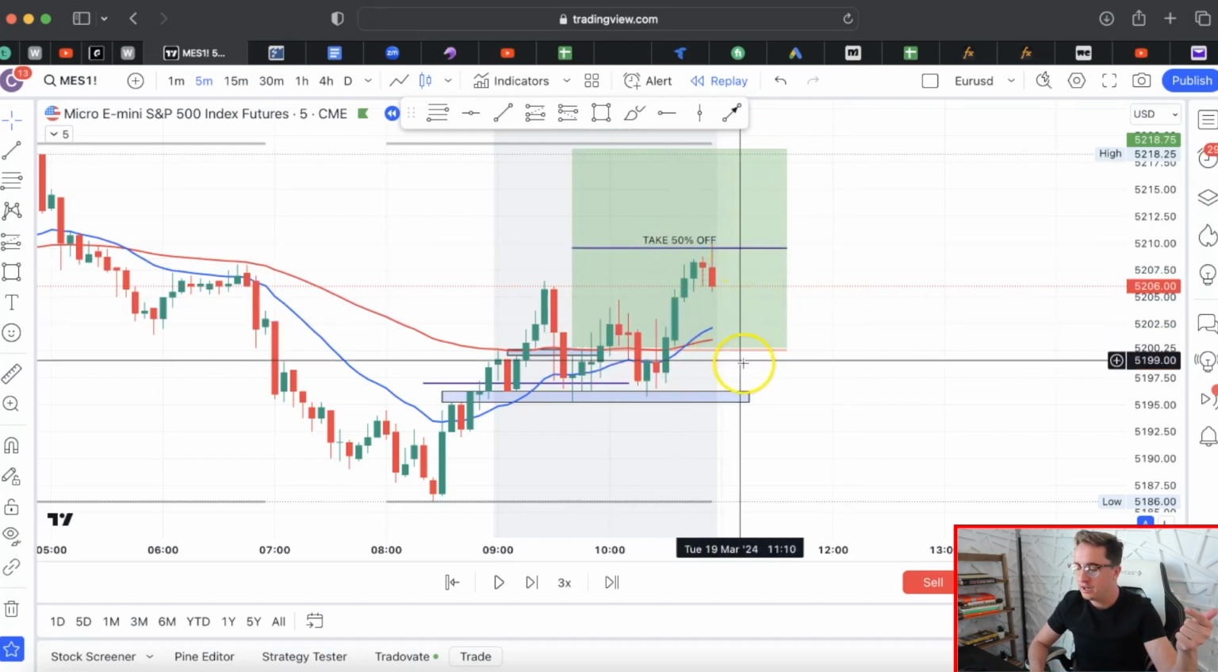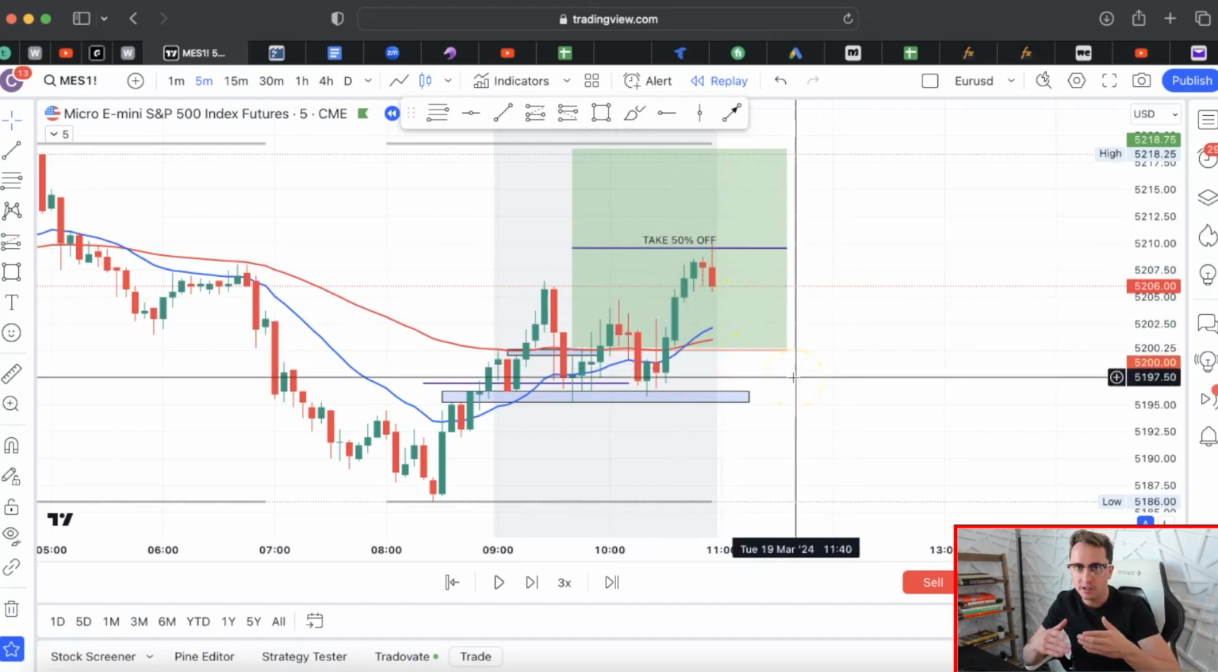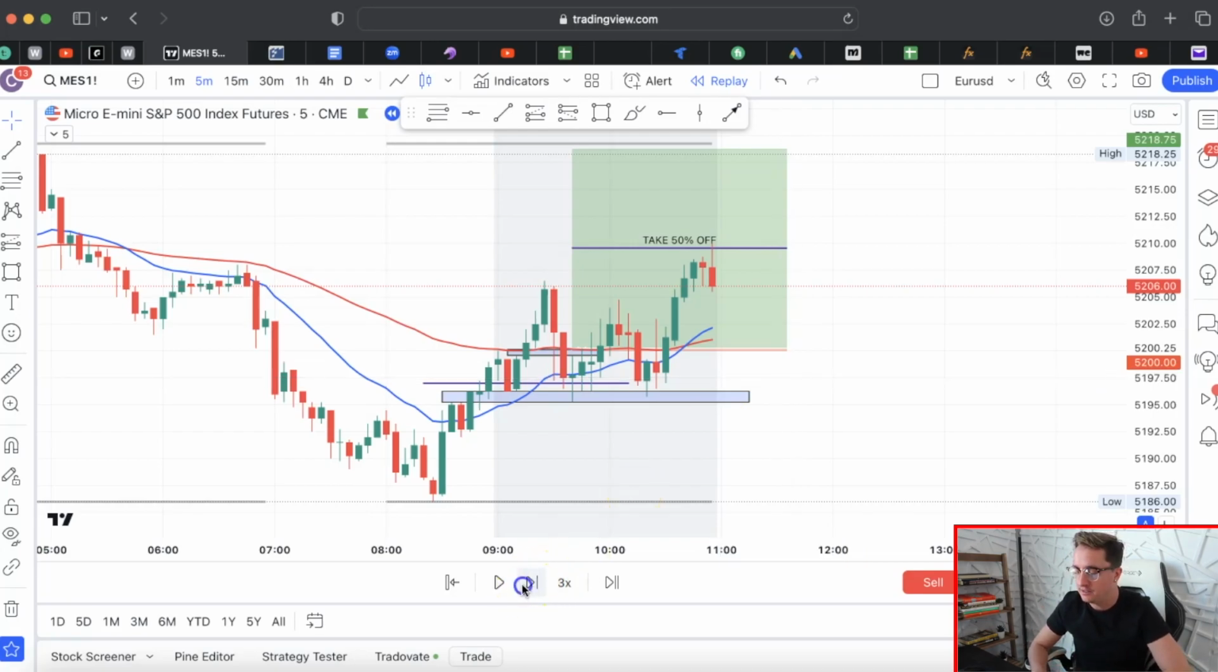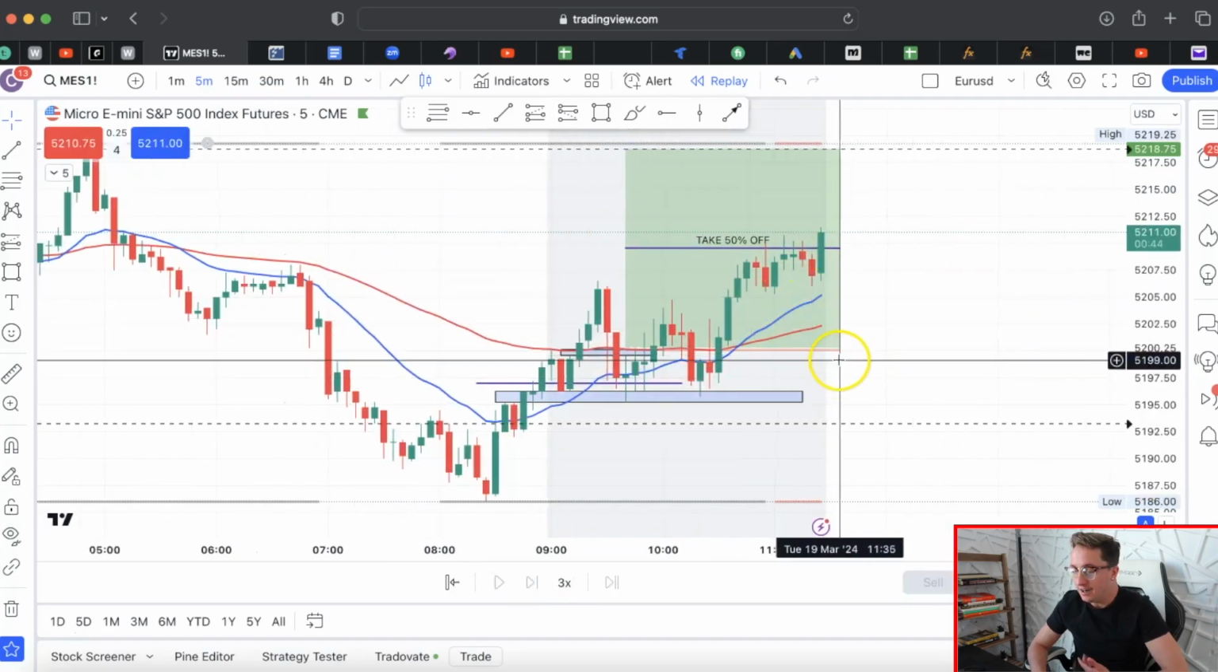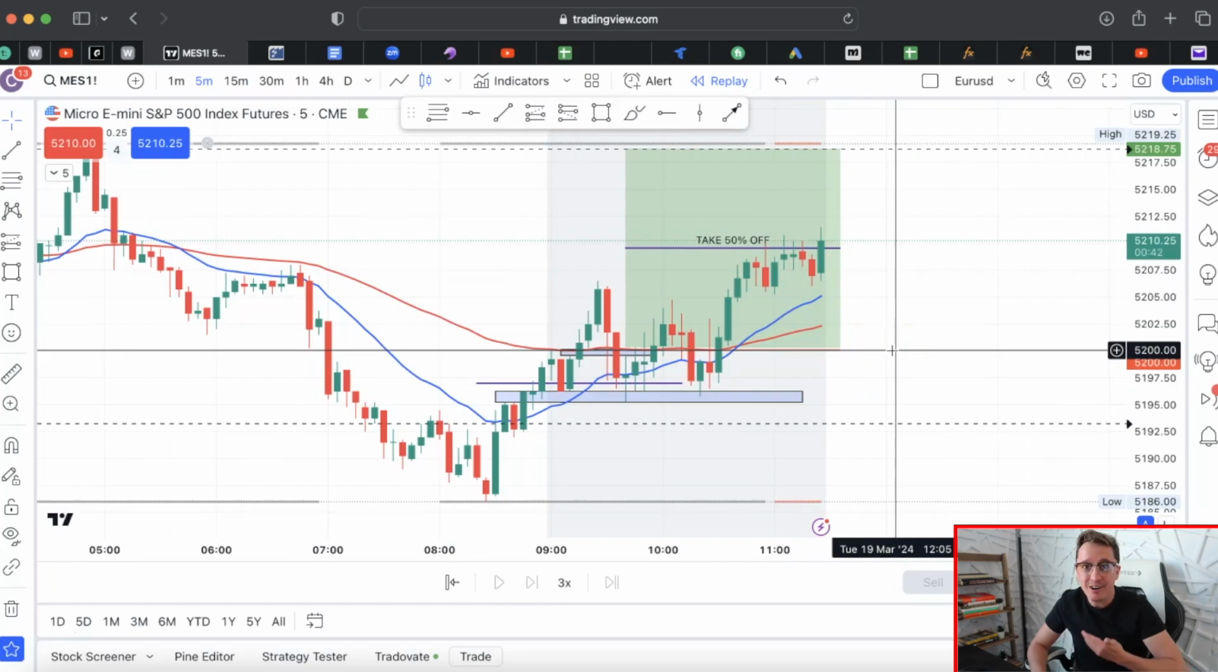If it does go and hit my stop loss, I'm not going to close with no profit or no loss. I already closed with profit on that trade. So I am now profitable. I'm in the green for this trade. So no matter what happens, as we play it back in real time, I'm still Gucci. I already closed with profit, so I'm not worried about if it goes down or anything like that.